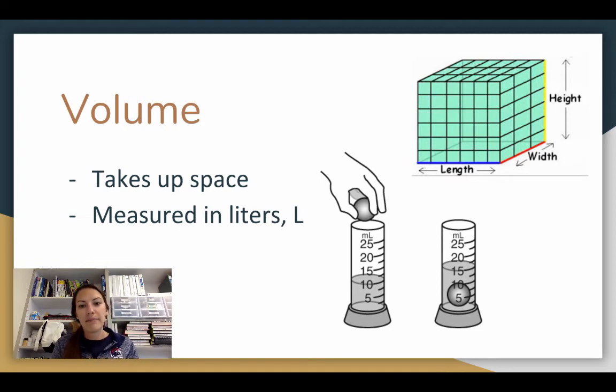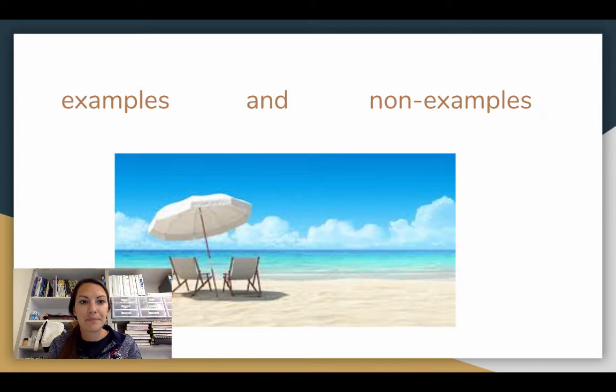If you can see in the picture, I have a graduated cylinder, which is that tall glass tube that has those markings on it, and I've got some liquid in it. If I put a ball or an object inside that, the water level is going to increase. The amount that the water level increased is the volume of water that was displaced by the object. We're going to do that in class, but what you should know about volume is that it takes up space and it's measured in liters.